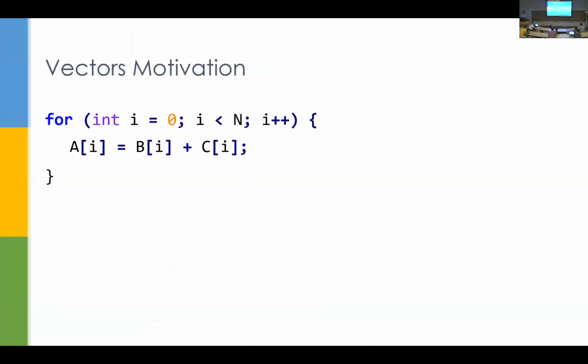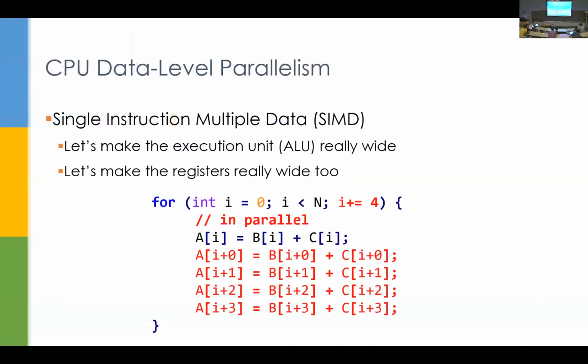So let's look at an example. Simple for loop, adding two vectors. Okay. In CPU data level parallelism, what we could essentially do is break it up so that our counter increases by 4. The number of lines we write increases by 4.